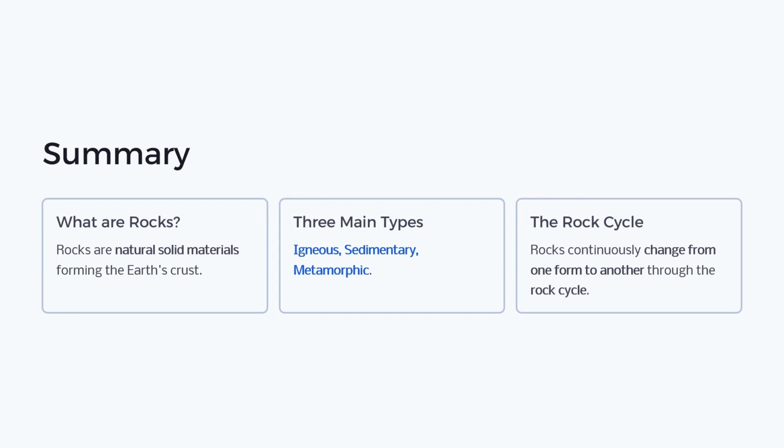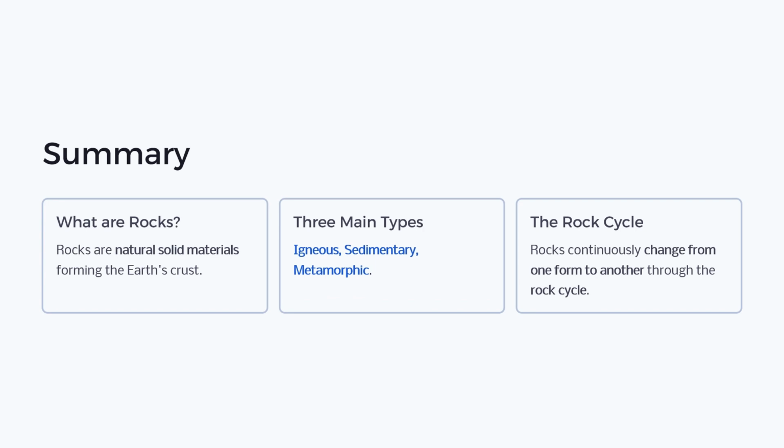Now, students, we will summarize what rocks are, what the three main types of rocks are, and what the rock cycle is. We have studied and covered these three topics in this video. What are rocks? Can you all tell me? Rocks are natural solid material forming the earth's crust.